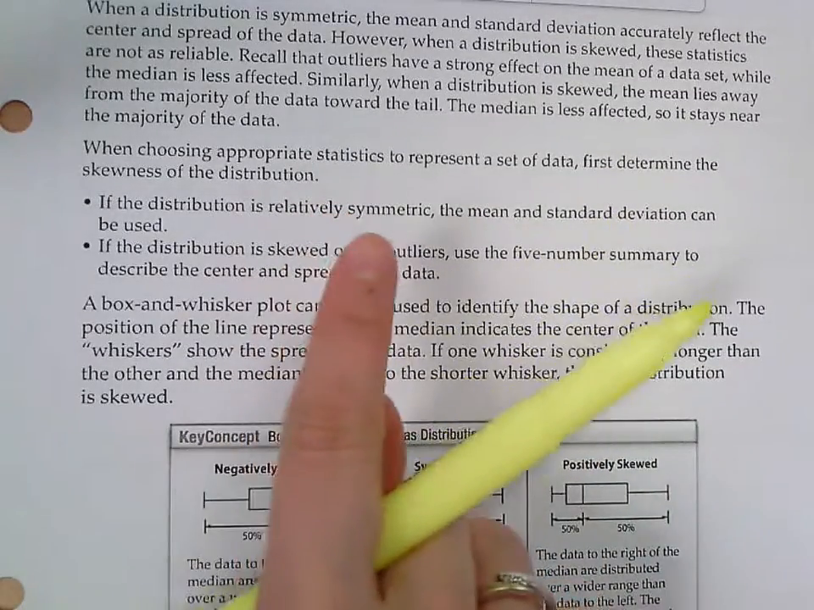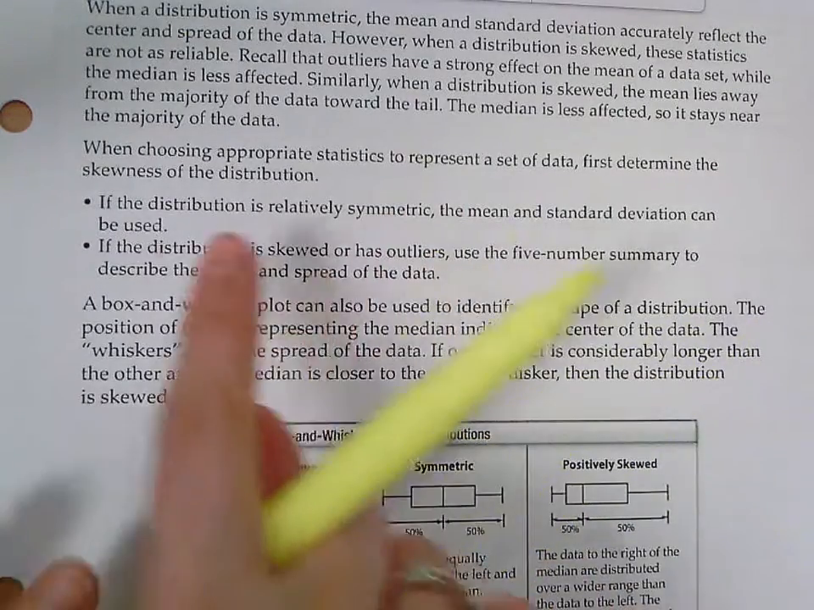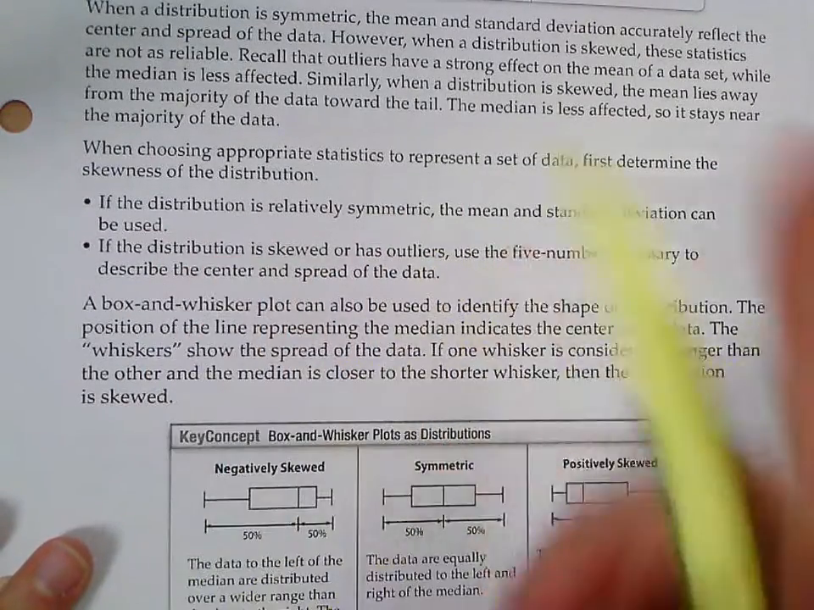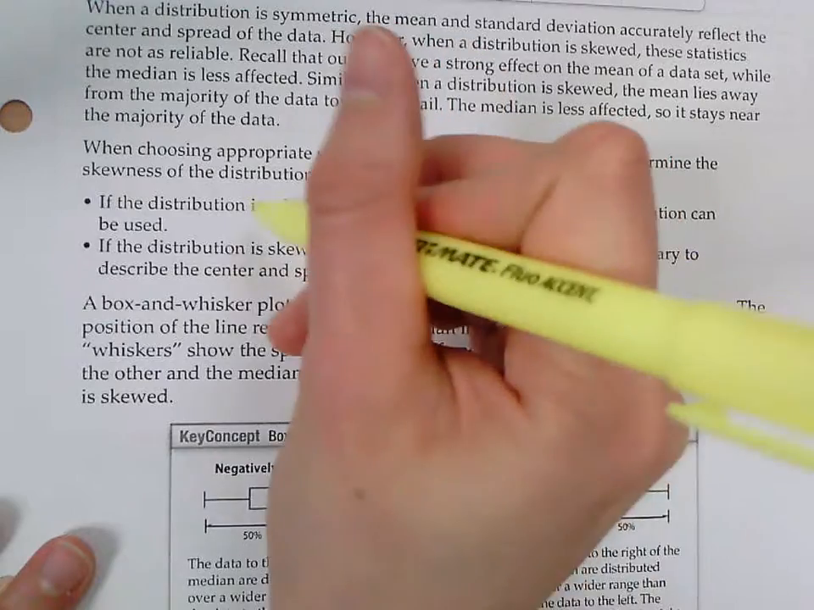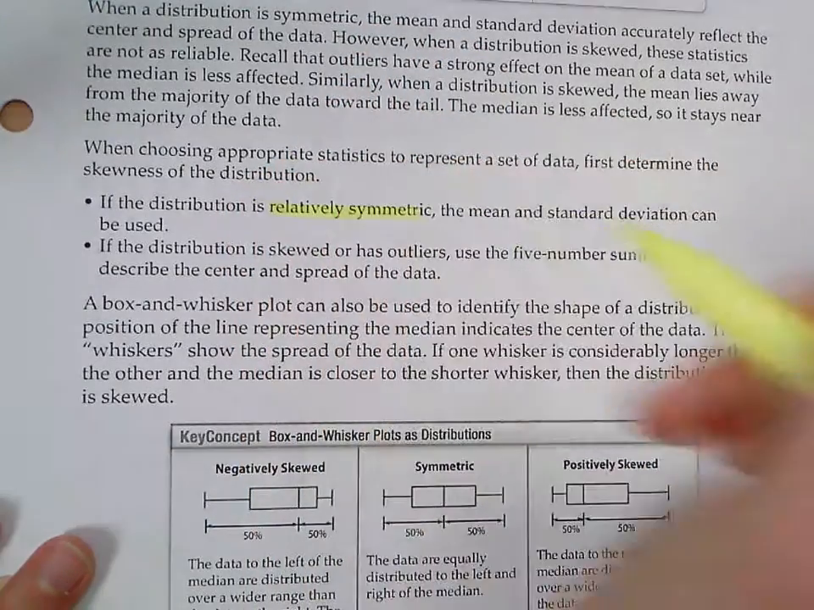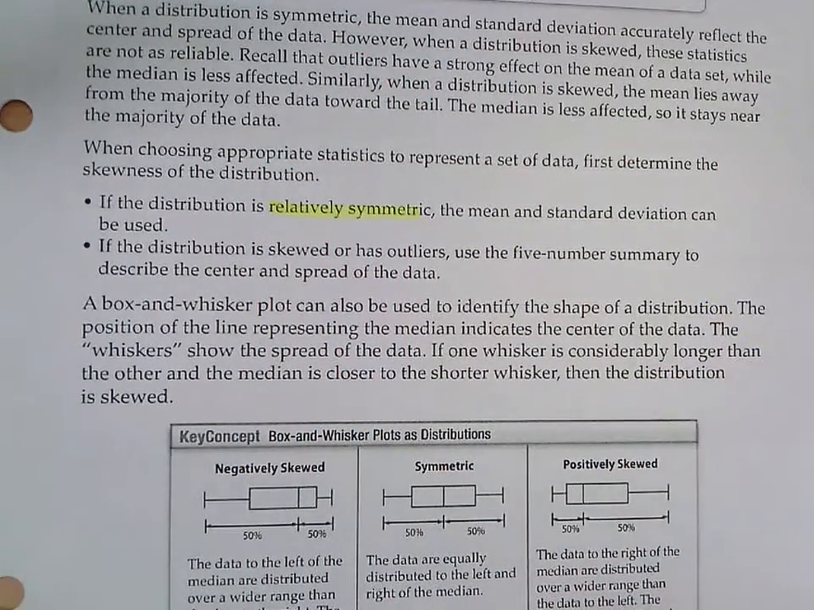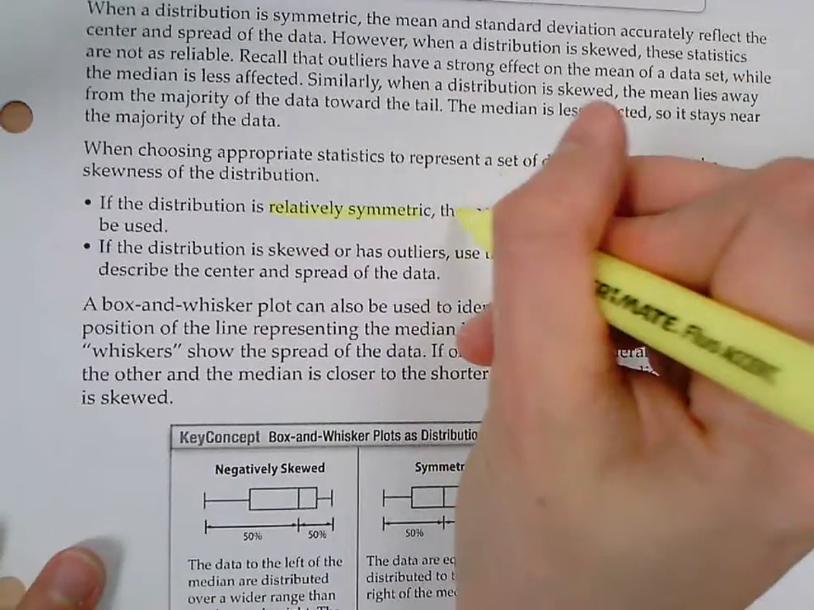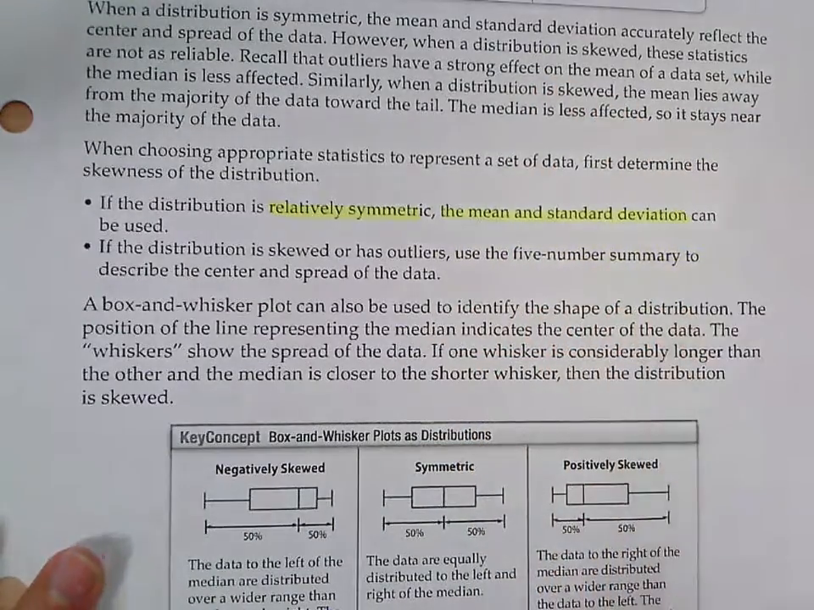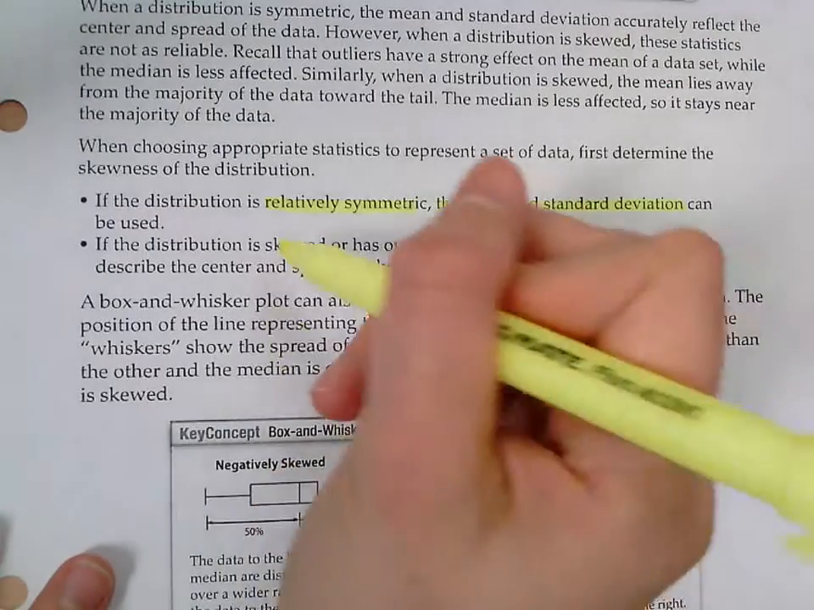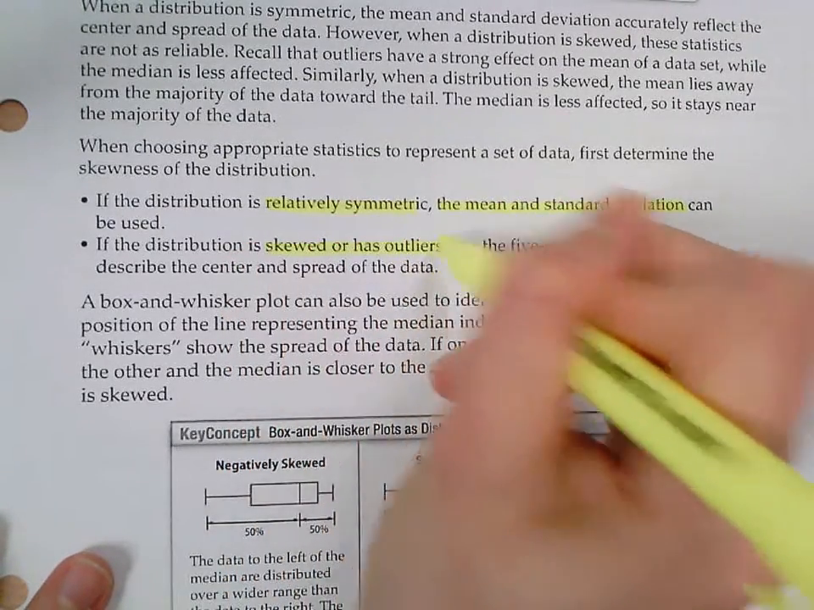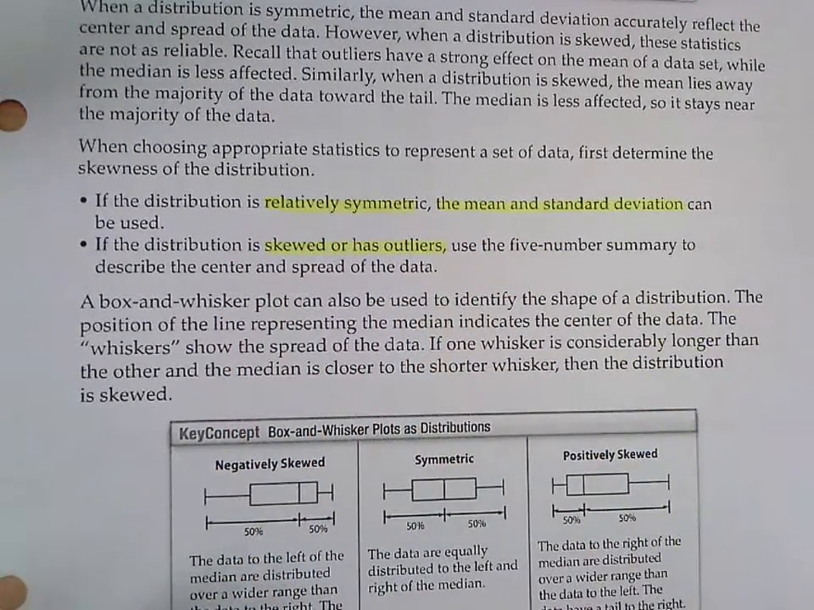If you want to highlight it, underline it, circle it, this is how you choose appropriate statistics based on a distribution. If the distribution is relatively symmetric, then your measure of center and spread will be the mean and the standard deviation. If your distribution is skewed or has outliers, then your center measurement you want to be the median.